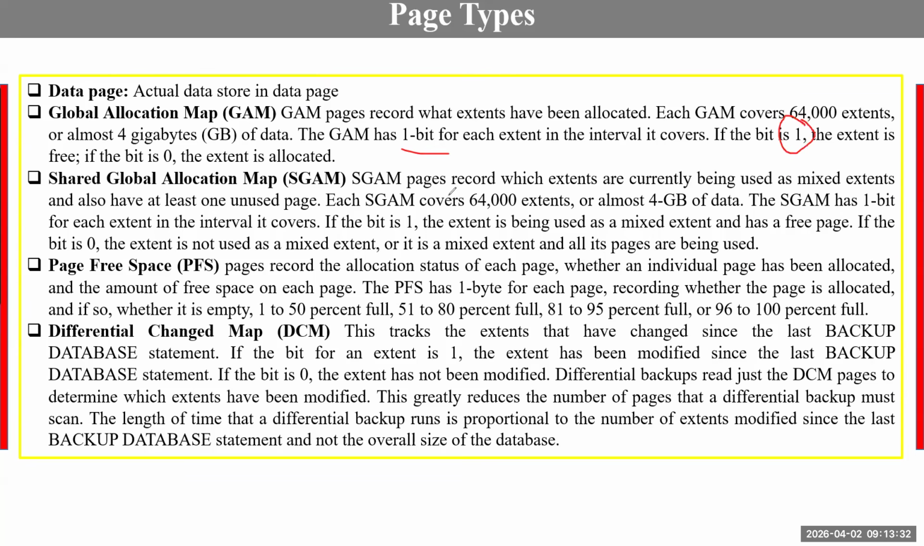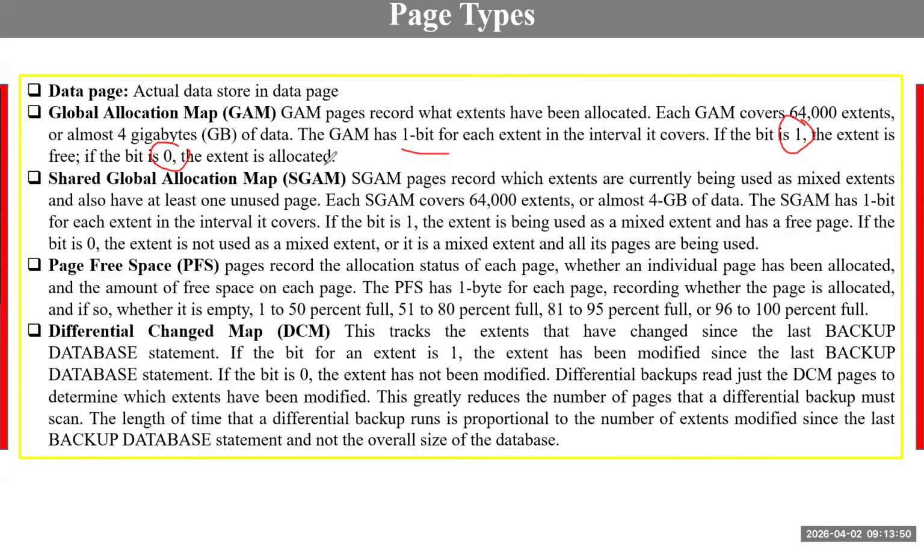That extent bit will be 1. If that extent is consumed, then the extent bit will be 0. By using this bit value, 0 or 1, SQL Server is figuring out how many extents are free and how many extents are being allocated. That is how it is calculating.